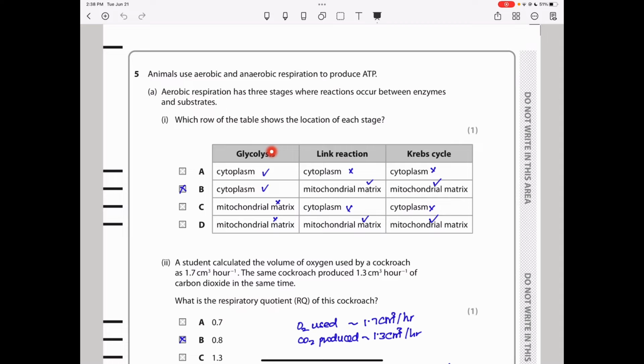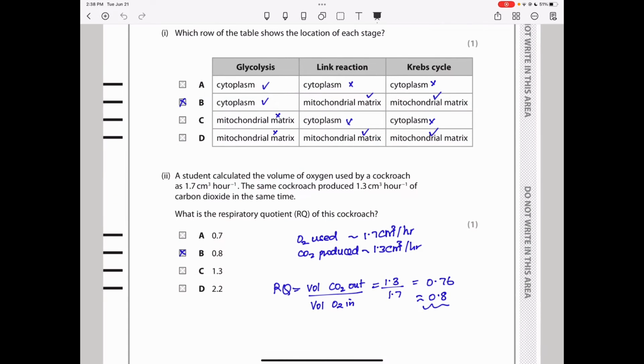So of course, glycolysis occurs in the cytoplasm. The link reactions do not occur in the cytoplasm, they occur in the matrix of the mitochondria. And Krebs cycle also occurs in the mitochondrial matrix. So the answer is B because all the 3 parts are marked, so it's B.